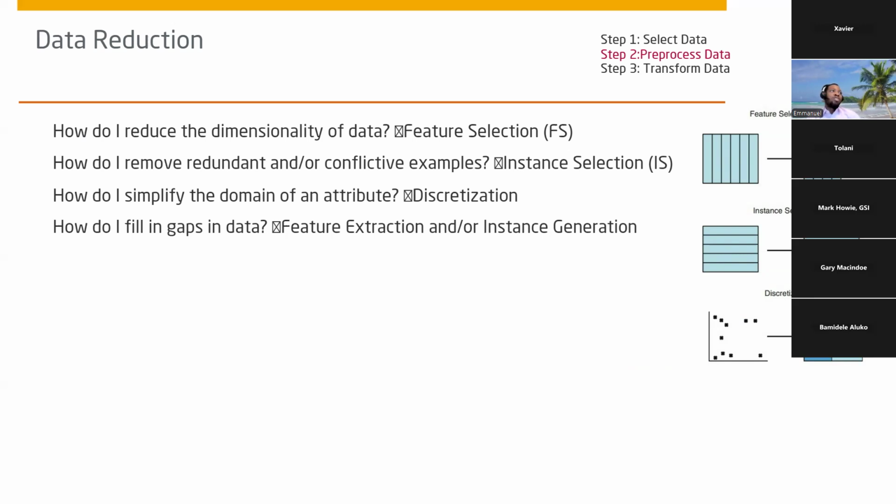That is through feature selection. By selecting the features you can reduce, that is you manually ignore those that are not useful. Another, how do I remove redundant or conflicting examples? That's what they call instance selection. And how do you simplify the domain of an attribute? They call it discretization. And how do I fill gaps in data? That's feature extraction or instance generalization.